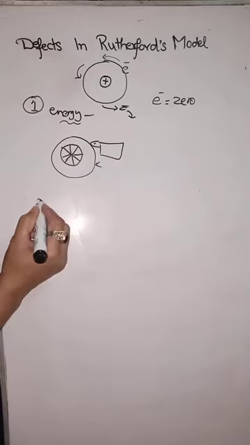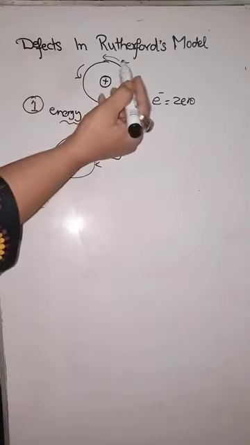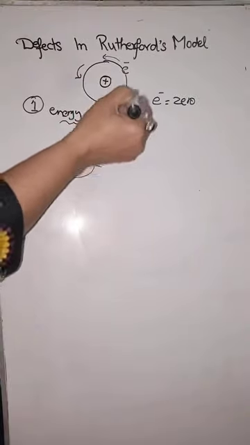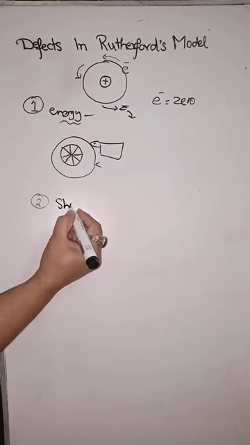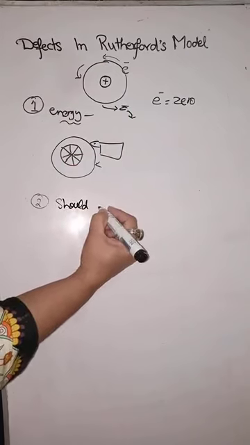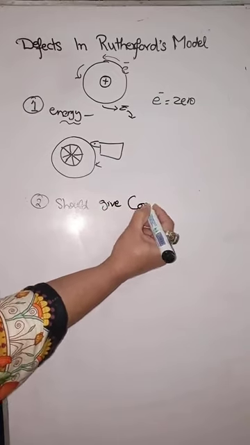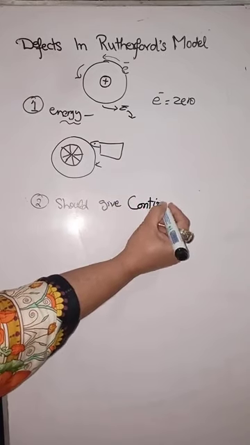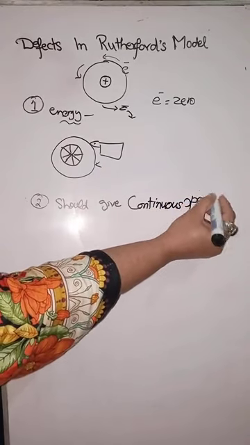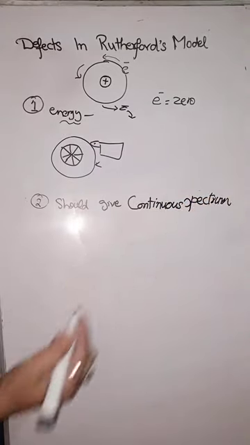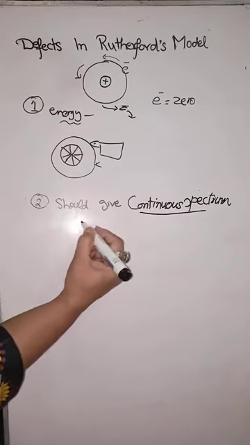The second defect of Rutherford's atomic model is this. According to Rutherford, when an electron is moving around the nucleus and is continuously emitting energy, it should give a continuous spectrum. The best example of a continuous spectrum is the rainbow.